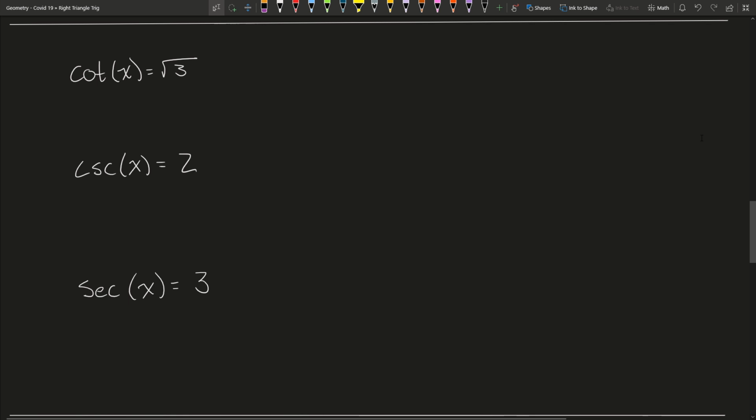So the first are the reciprocal functions. So say we have the cotangent of x is equal to 3. And again, we want to solve for x. All right, in order to do that, when we have a reciprocal function, the first thing we need to do is to change it to our regular function. All right, so keep in mind, cotangent is adjacent over opposite.